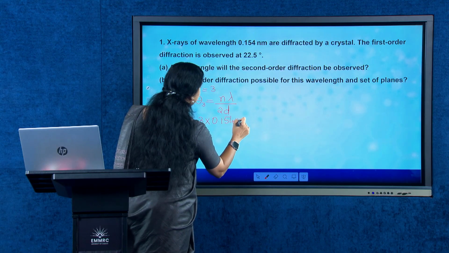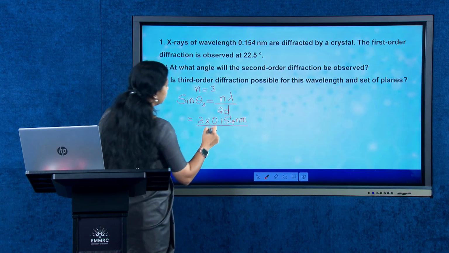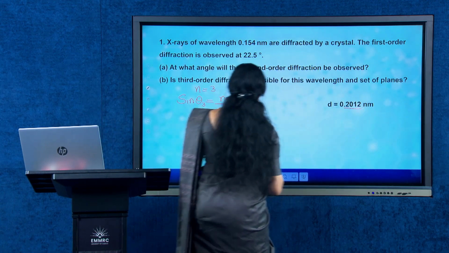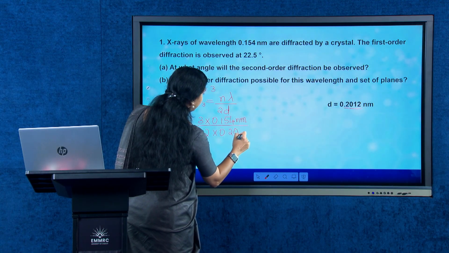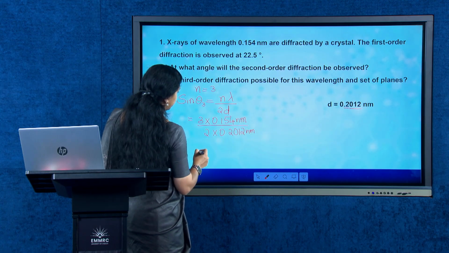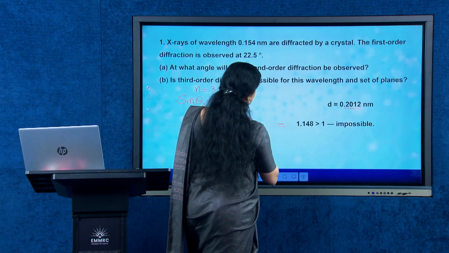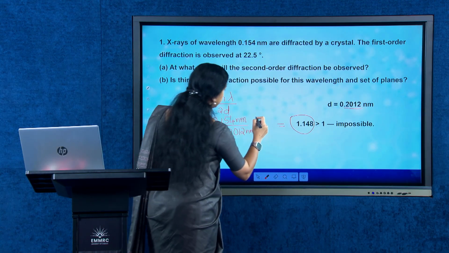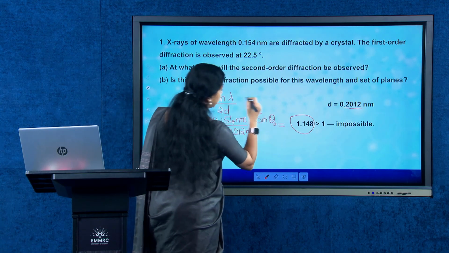0.154 nanometer divided by 2 into d, which we got as 0.2012 nanometer. So, 2 into 0.2012 nanometer. That will be equal to 1.148. That is, we got the value of sin theta 3 equal to 1.148.